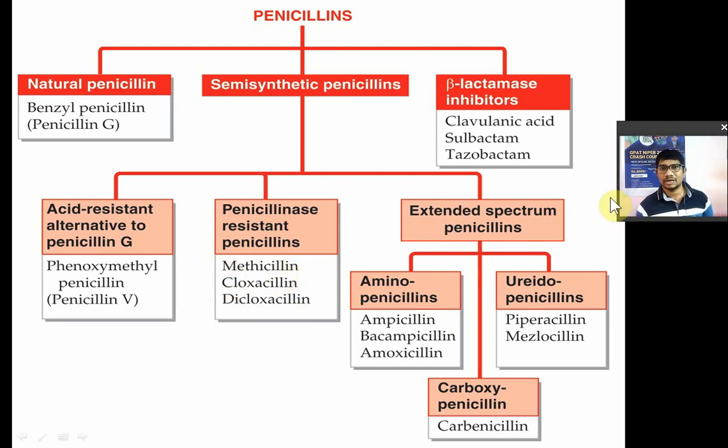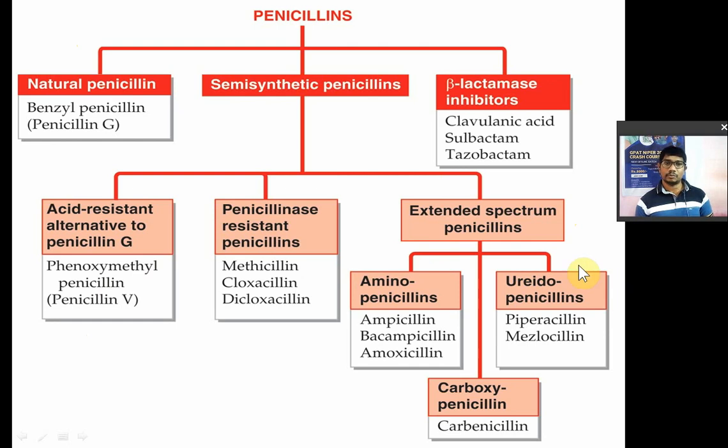Now the third is the extended spectrum penicillins. These two groups are known as narrow spectrum penicillins. Extended spectrum penicillins means they will have an additional effect on gram-negative bacteria. Most penicillins are active against gram-positive bacteria, and some penicillins are active against both gram-positive and gram-negative bacteria. So they are known as extended spectrum penicillins.